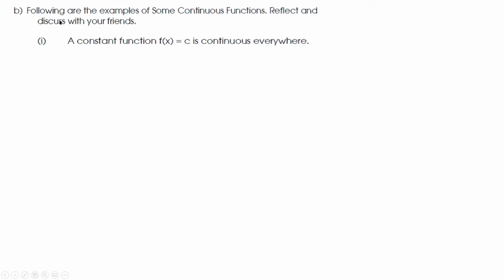Next question: following on the examples of some continuous functions, reflect and discuss with your friends. First subdivision: a constant function f of x equal to c is continuous everywhere. Now let us prove this. Here f of x equal to c, where c is a constant, c is a real number. Now let us take, let k be any real number.